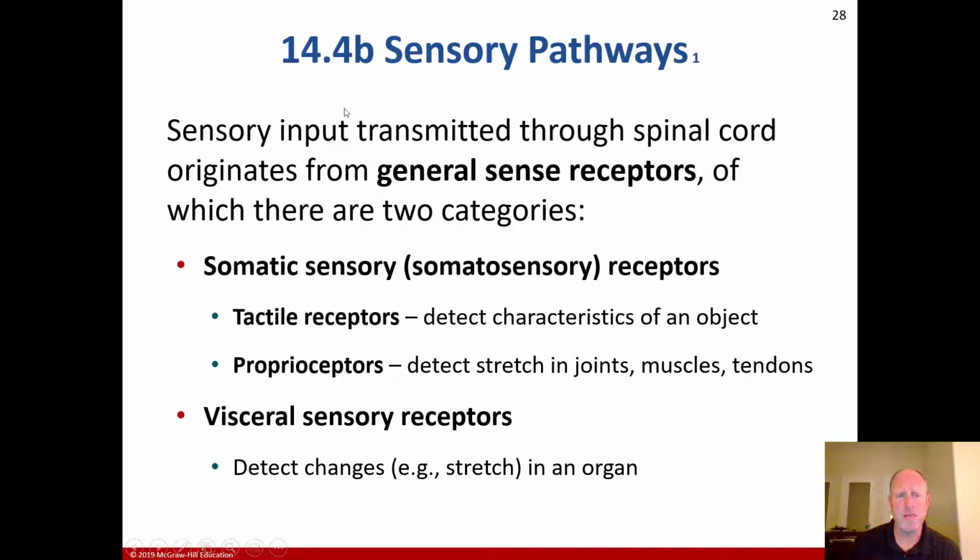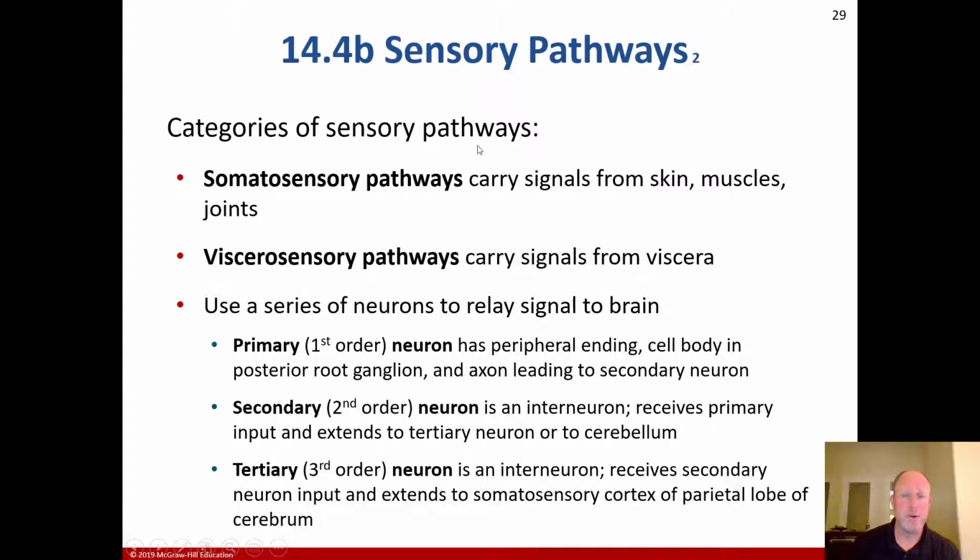Sensory pathways: the sensory input is transmitted through the spinal cord. It originates from the general sense receptors, of which there are two categories. The somatic sensory or somatosensory receptors include the tactile receptors, which detect characteristics of an object, and the proprioceptors, which detect stretch in joints, muscles, and tendons. The visceral sensory receptors detect changes like stretch in an organ. So for the categories of sensory pathways, we have our somatosensory pathways, which carry signals from the skin, the muscles, and the joints. The visceral sensory pathways carry signals from the viscera, and they use a series of neurons to relay the signal to the brain.